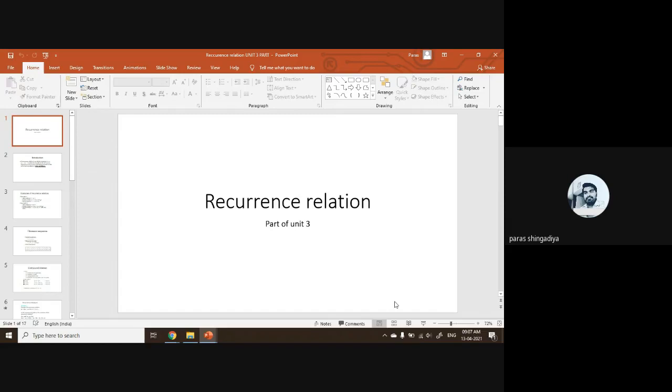Okay, first we'll complete this recurrence relation part in the first hour, and then after that all of you please continue the assignment question. So it is a part of unit number three, that is recurrence relation. It's a simple topic, with only one definition and its counterexample to check the recurrence relation and to find its solution. So it is a part of unit number three.